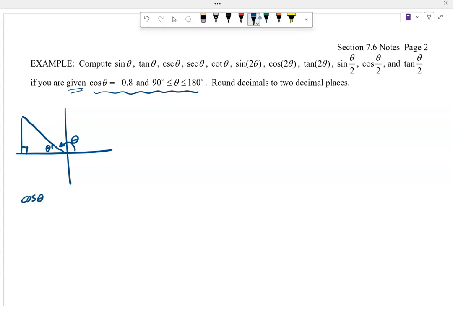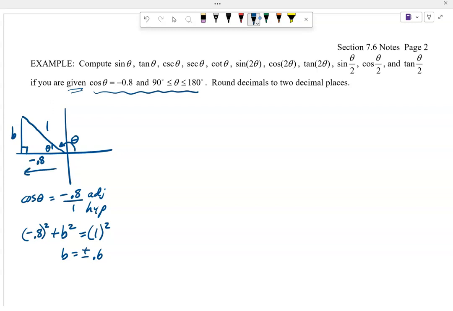So we're given cosine theta is negative 0.8, or negative 0.8 over 1. Here's my adjacent side, here's my hypotenuse. So I go ahead and fill that in. I'm going to solve for the remaining side. So a squared plus b squared equals c squared, and this is my b right here. So my b ends up being plus or minus 0.6, right? If I subtract 0.64 from both sides, I get 0.36, and then I square root. And then I have to decide, is b positive or negative? Well, the x is negative, the adjacent side should be negative, and the b should be positive. So I'm going to put in there positive 0.6. So we solve for that.